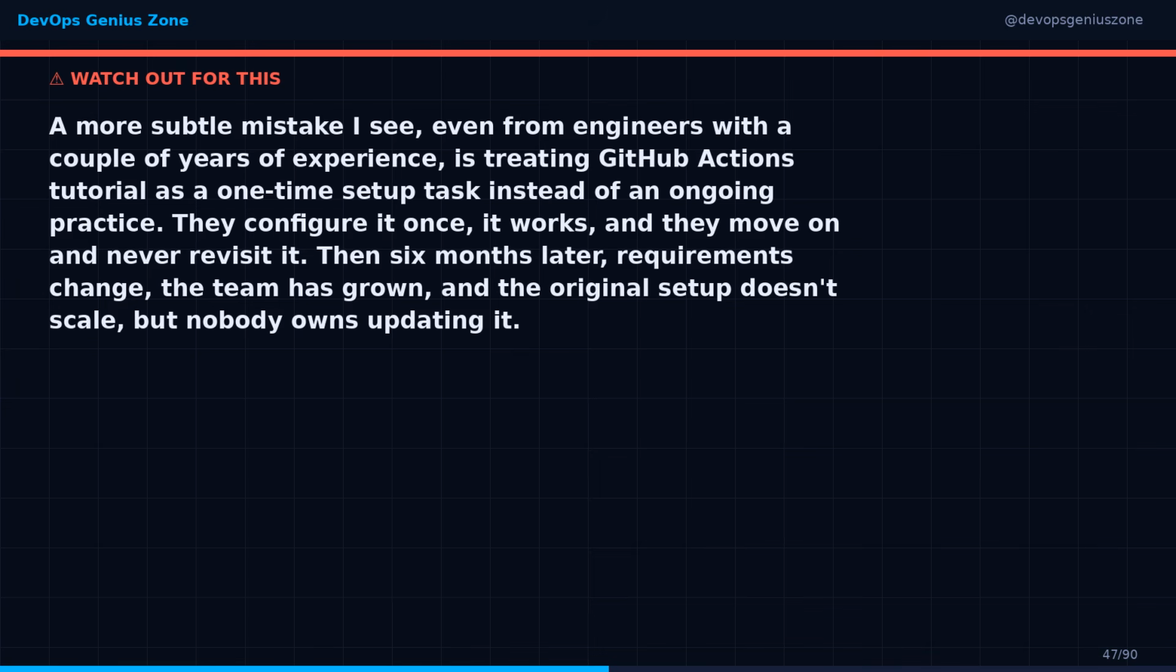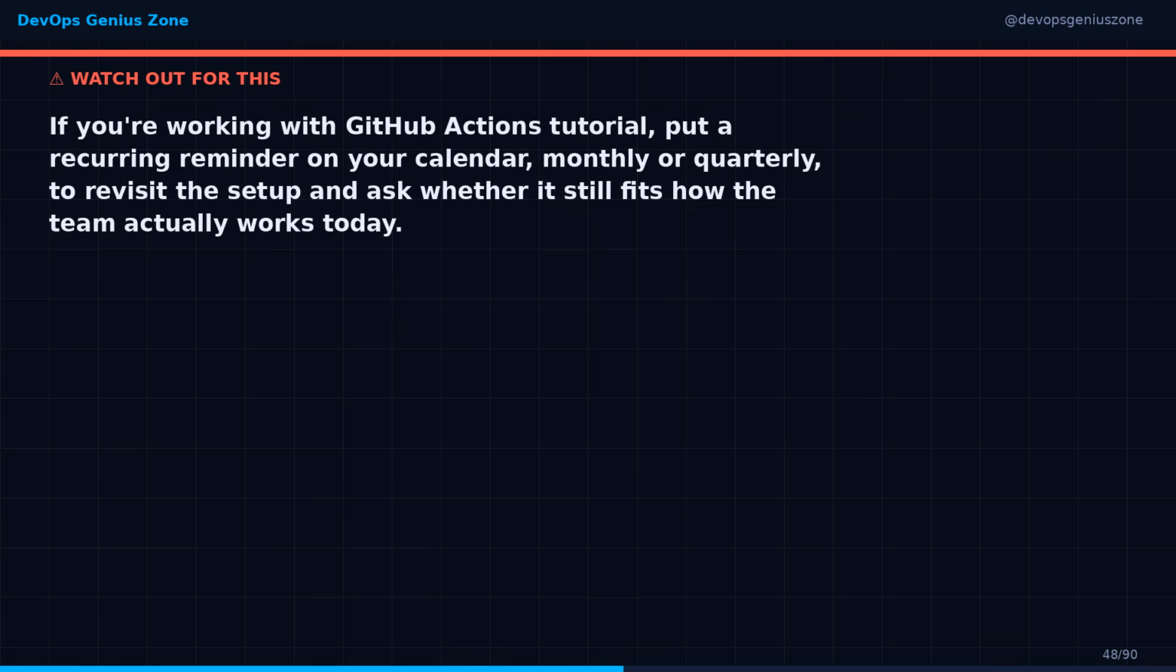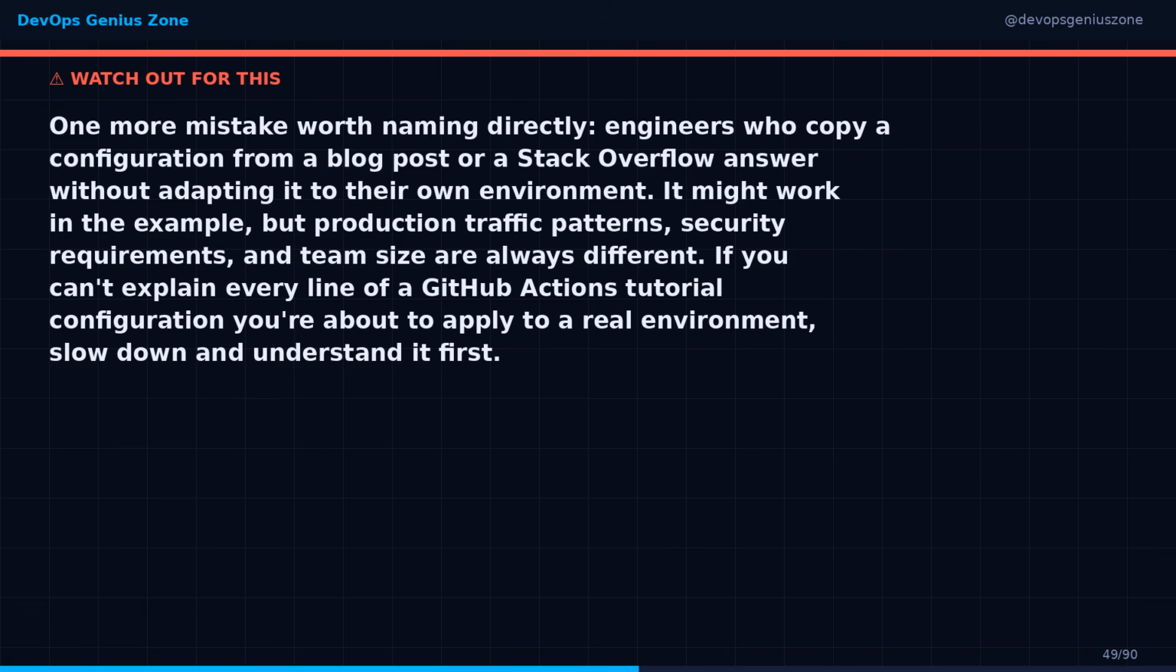One more mistake worth naming directly: engineers who copy a configuration from a blog post or a Stack Overflow answer without adapting it to their own environment. It might work in the example, but production traffic patterns, security requirements, and team size are always different. If you can't explain every line of a GitHub Actions tutorial configuration you're about to apply to a real environment, slow down and understand it first. That single habit will save you from more incidents than almost anything else on this list.